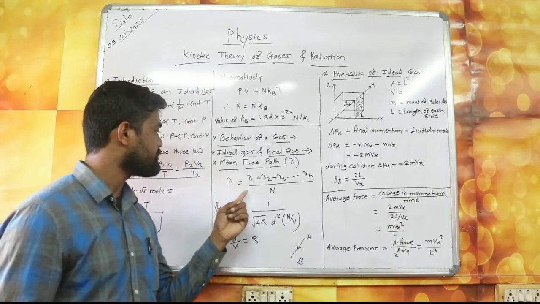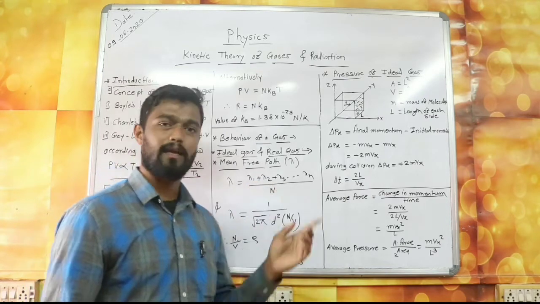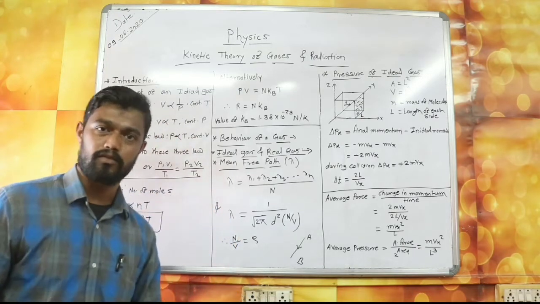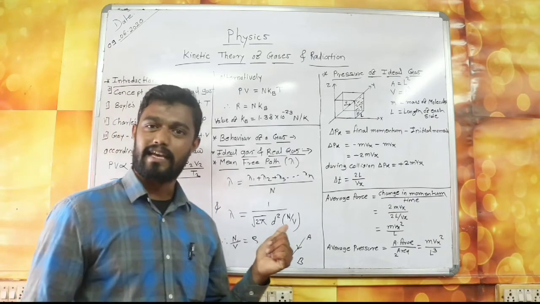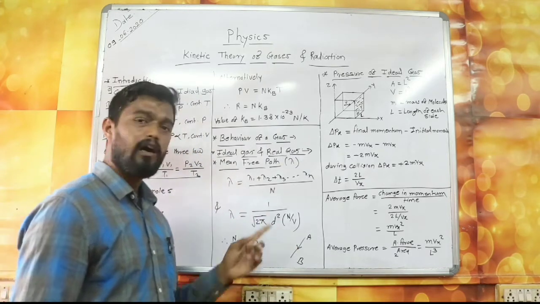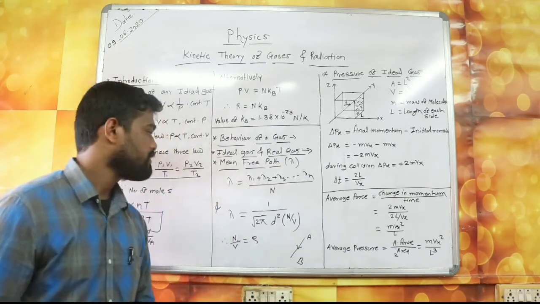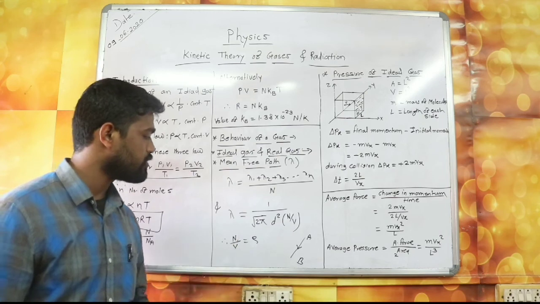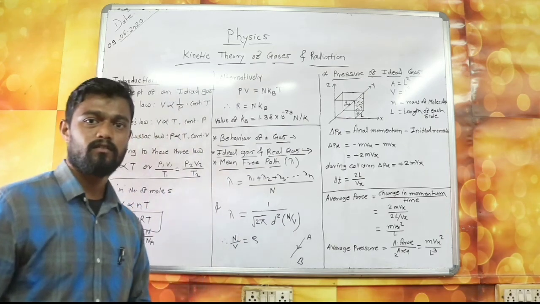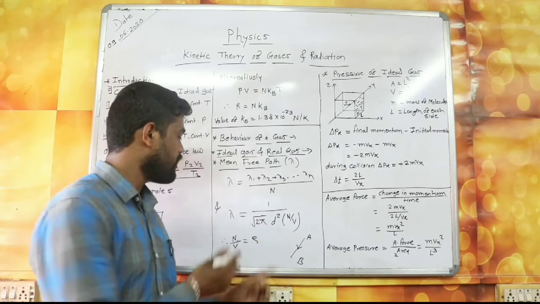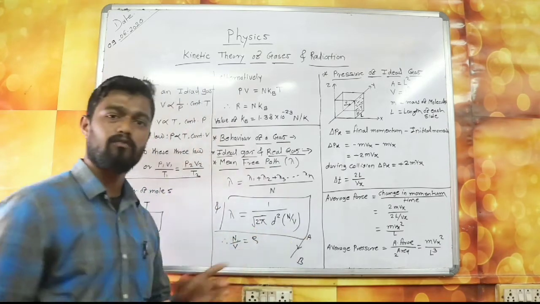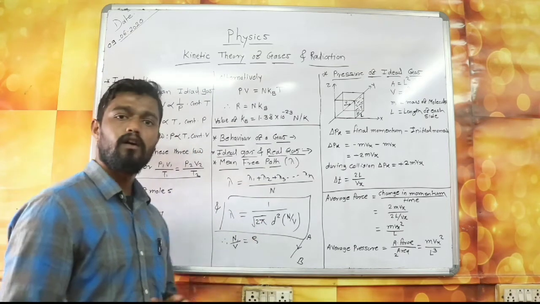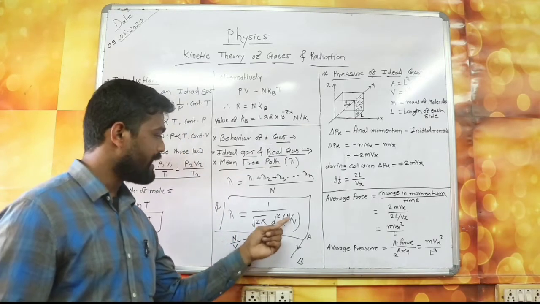So mean free path is lambda 1 plus lambda 2 plus up to lambda n, divided by N, where N is the number of molecules. And the second equation is lambda is equal to 1 upon root 2 pi d square into N upon V. N upon V is called density, the number of molecules upon volume. So you get this expression. This formula is very important for solving problems: lambda is equal to 1 upon root 2 pi d square into N upon V.